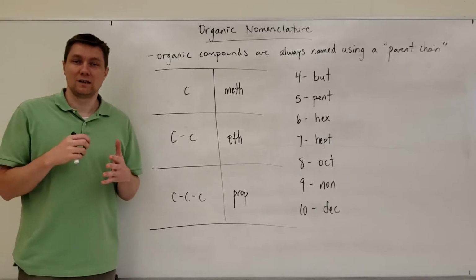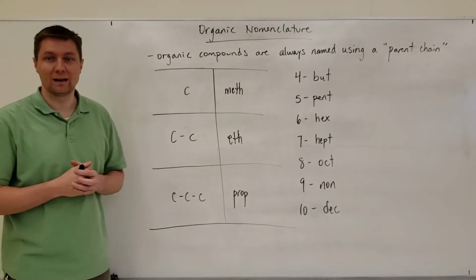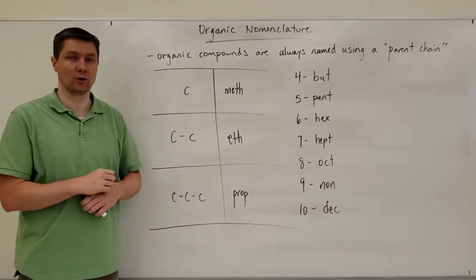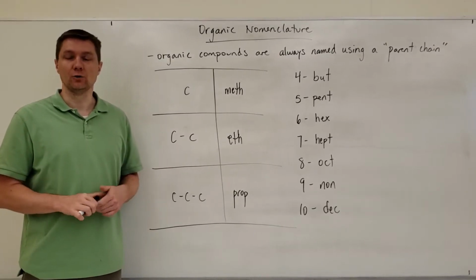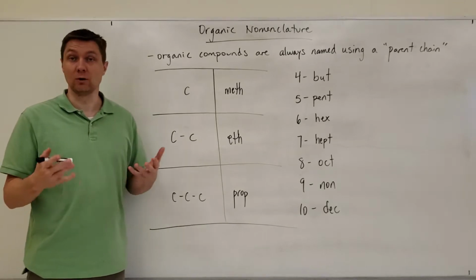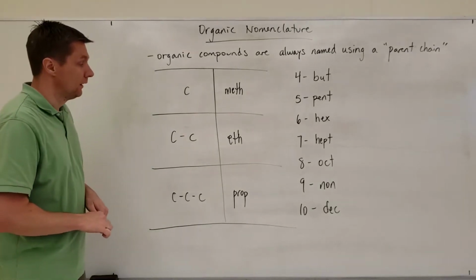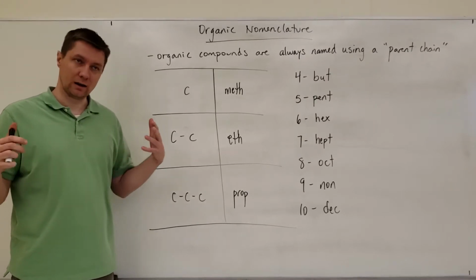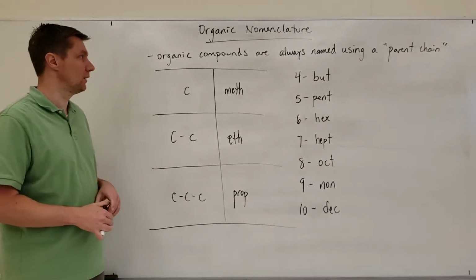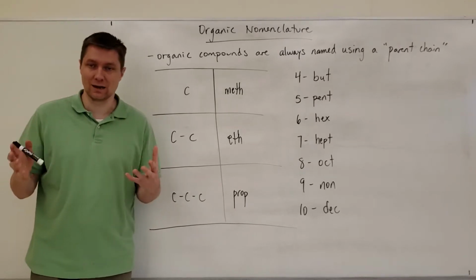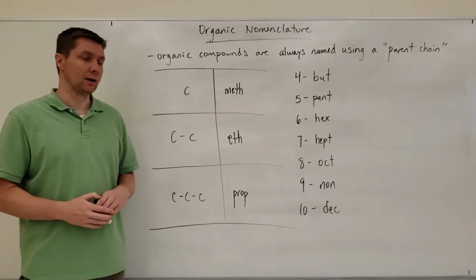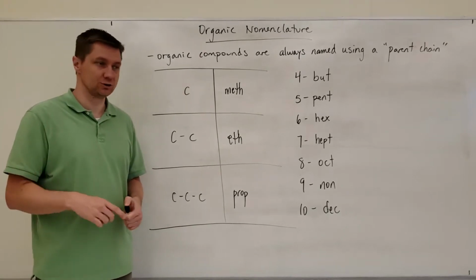All right, guys, so we're going to take a look at what's called organic nomenclature, which is just a fancy chemistry way of saying we're going to learn a new naming system for naming organic compounds. The thing that we need to understand first about organic naming is that organic compounds are always named by using a parent chain. And we'll look at hydrocarbons in just a minute.